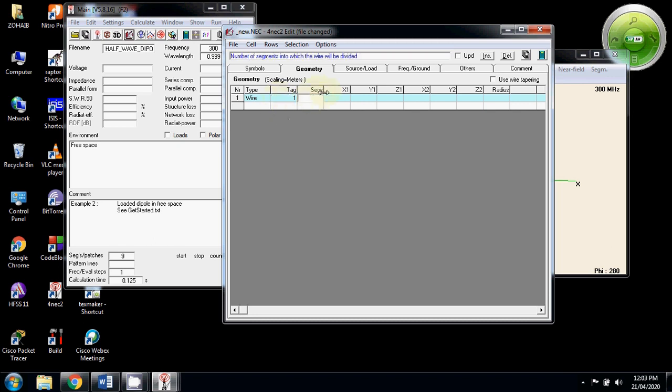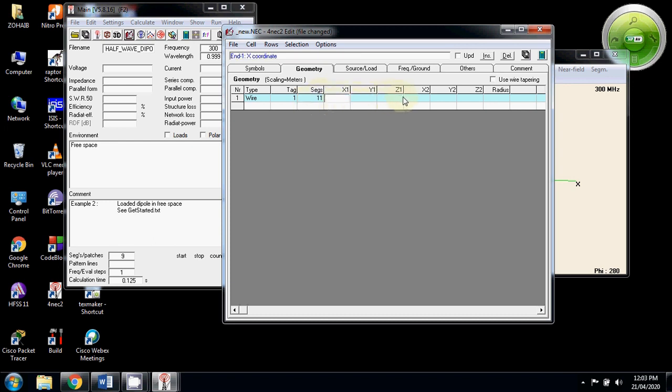Now segments. The segments are the number of pieces that we want our antenna to be divided into. Usually whenever a center fed antenna is made, we allot the number of segments as an odd number, because it will be easy to find the center point of these odd numbers. So I'll put 11 here.